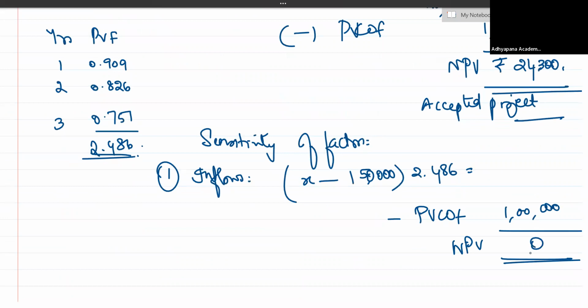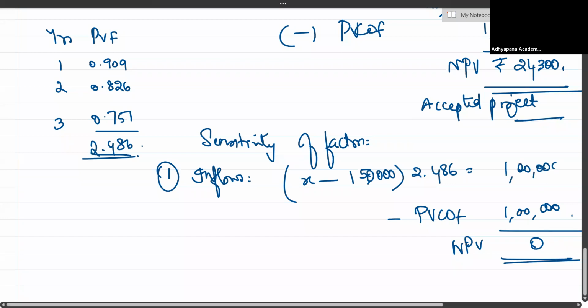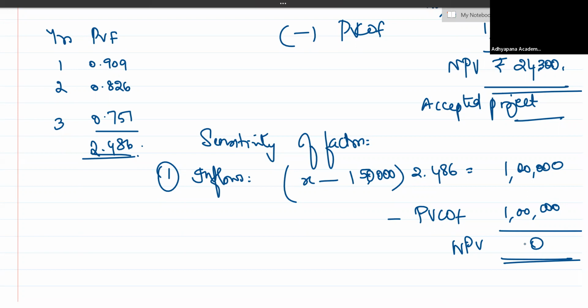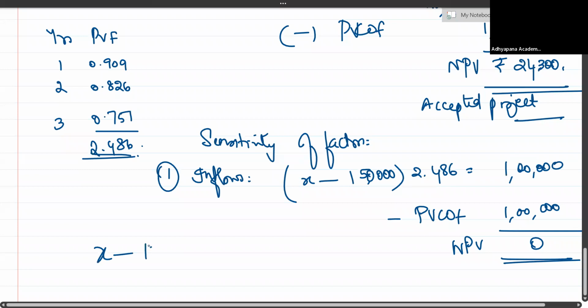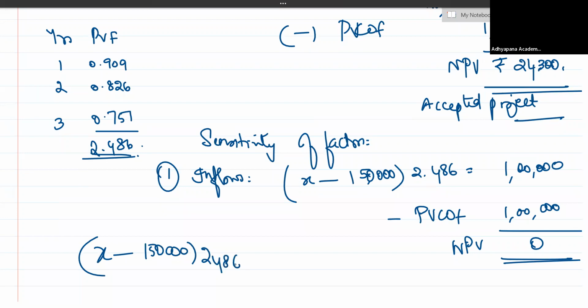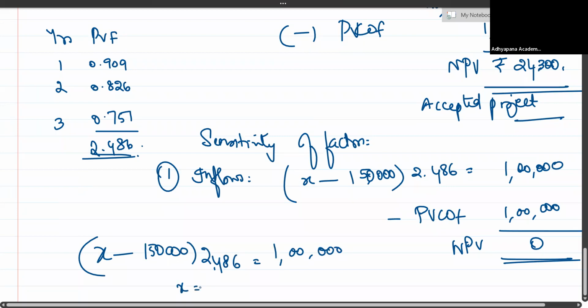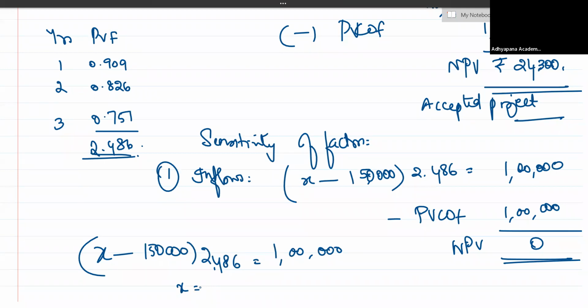I equate NPV to 0. Absolute adverse effect. Okay. So for NPV to become 0, how much should be my present value of cash inflows? It should be 1 lakh. Only then, minus the investment, NPV will become 0. Equate for this equation: X minus 1,50,000 into 2.486 is equal to 1 lakh, which means solve for X. You will get X as 1 lakh divided by 2.486, which will give us 40,225.26.